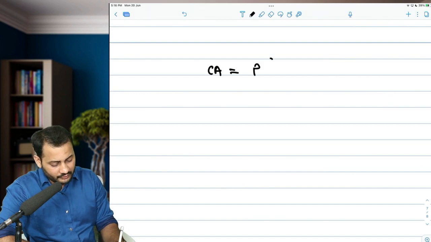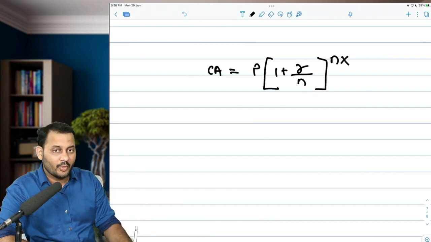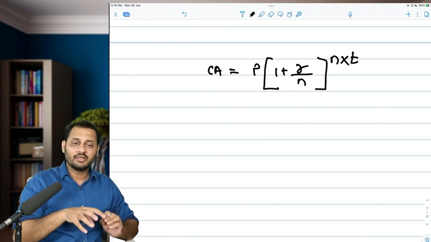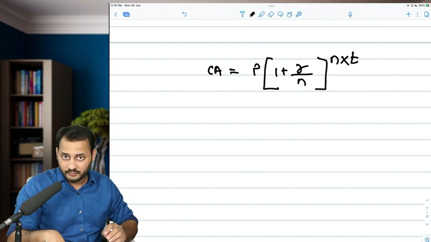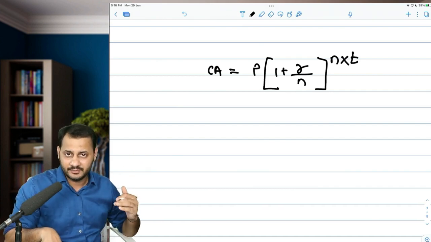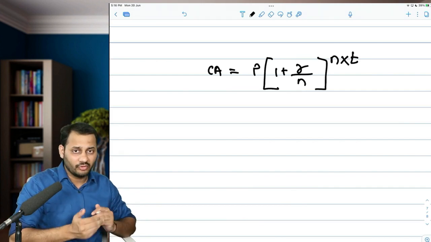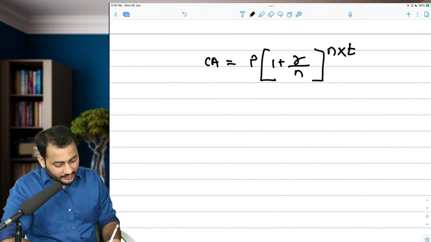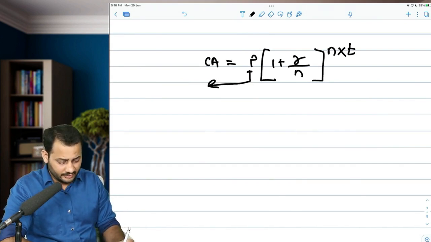Compound amount is equal to principal times bracket 1 plus r divided by n, where n is the number of compounding in a year, to the power n into t, where t is time in years. See, whenever you write a formula, you should read it in whole form, not just r divided by n, because you need practice, rather than mugging up those formulas every time. Okay. Now, can I shift this p to this side? Yes, we can do that.